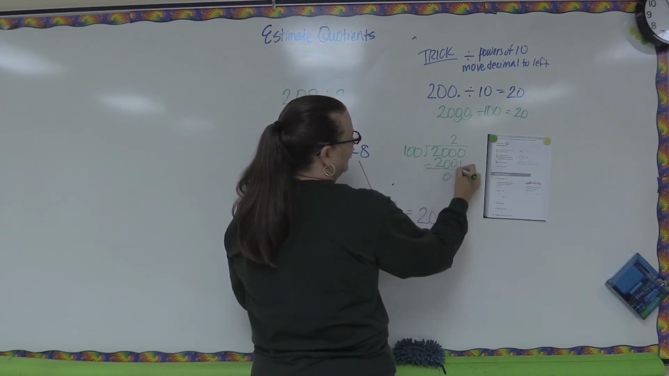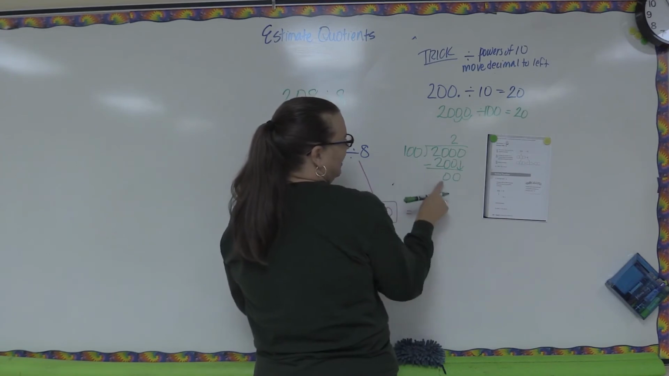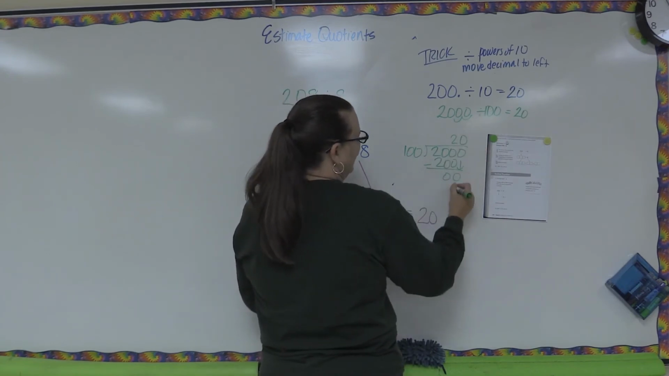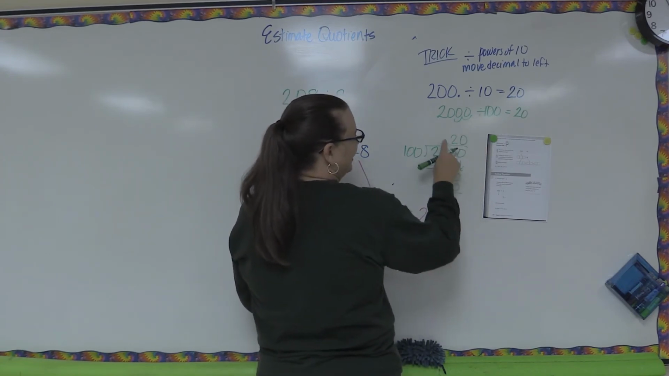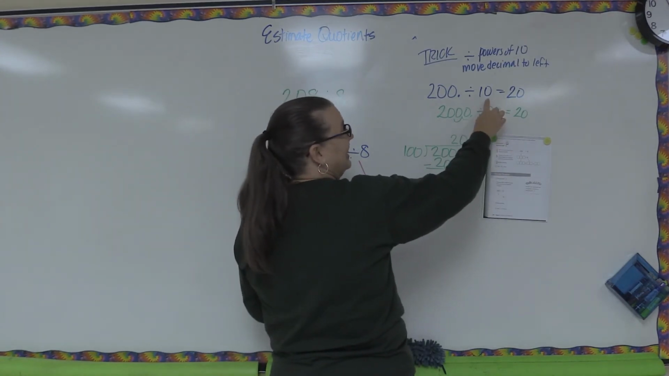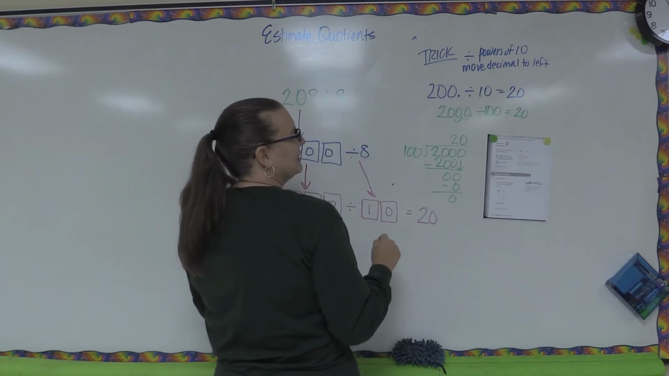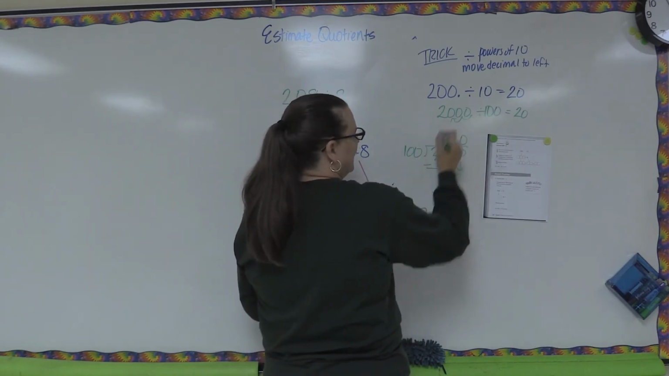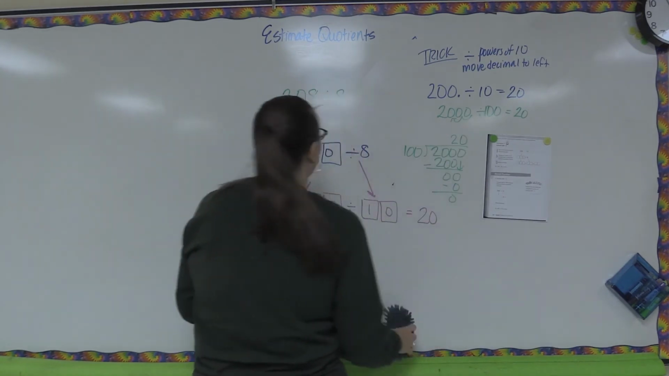100 times 2 is 200. We subtract, bring down the next number. Can 100 fit into 0? No, it cannot. That means our answer is 20. So if you're dividing, every 0 in a 10 moves it one spot to the left. Okay? Let's go ahead with this page.